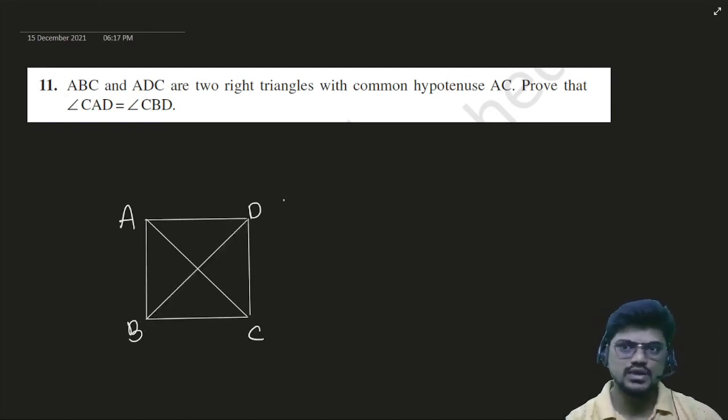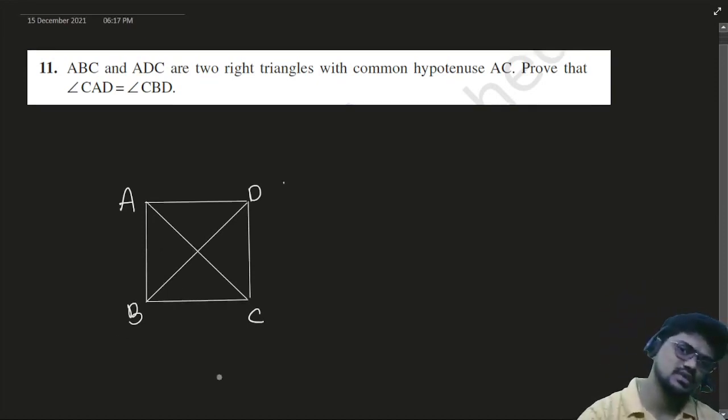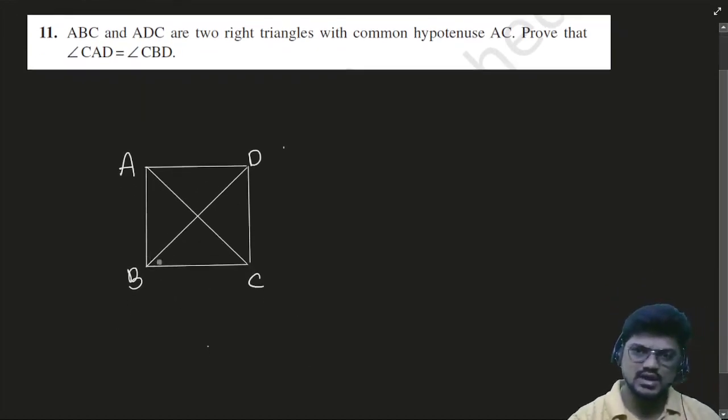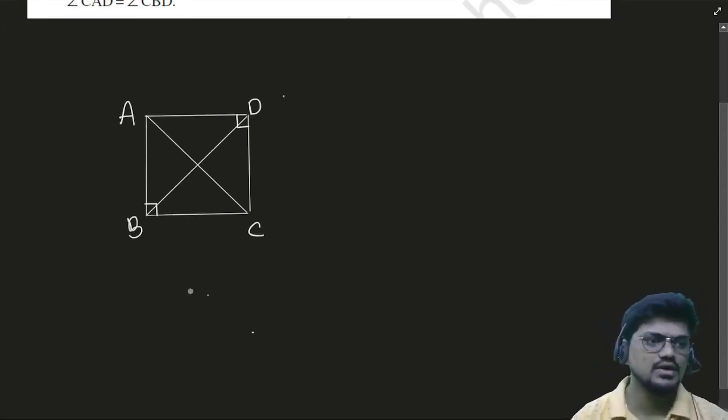We need to prove that this angle is equal to this angle. Now how can we prove that? It is already given that this angle is 90 and this angle is 90. If these two angles are 90 degrees, they have given it.